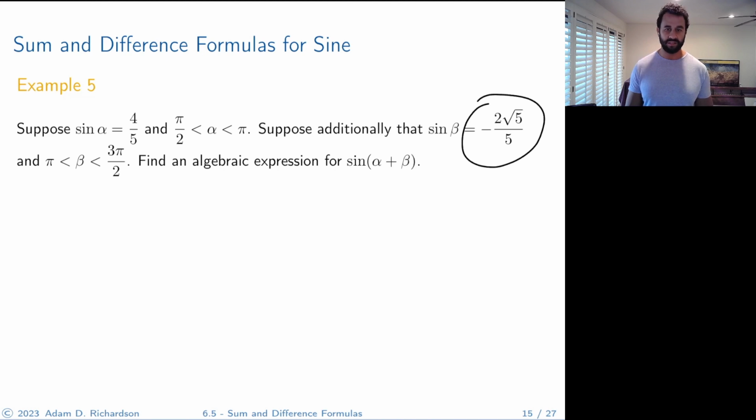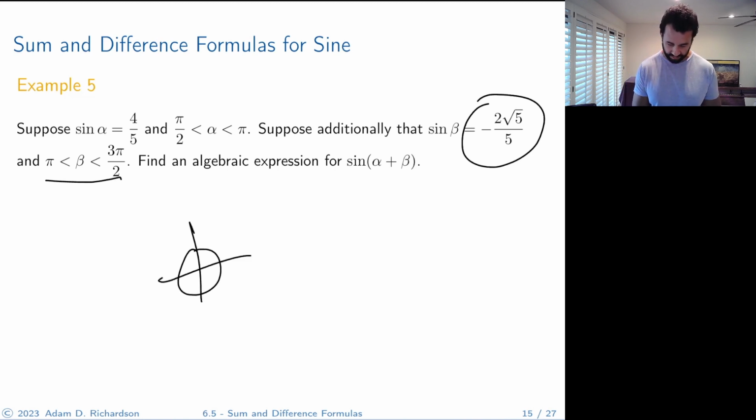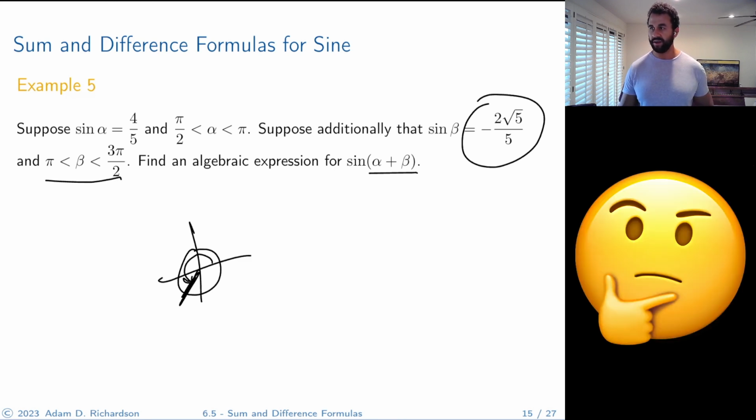So we know what sine of alpha is, and we know what sine of beta is. We also are given that beta is in the third quadrant. So if you think about the unit circle, beta is down here somewhere between pi and 3 pi over 2. Using this information, let's find an algebraic expression for sine of alpha plus beta. One thing we can think of right away is we're going to use the angle sum formula. But what I want to do is pause for a minute, and I want you to think about how you could use this information to figure out how to find sine of alpha, sine of beta, and cosine of alpha and cosine of beta. So think about it for a minute, and then we'll do it together.